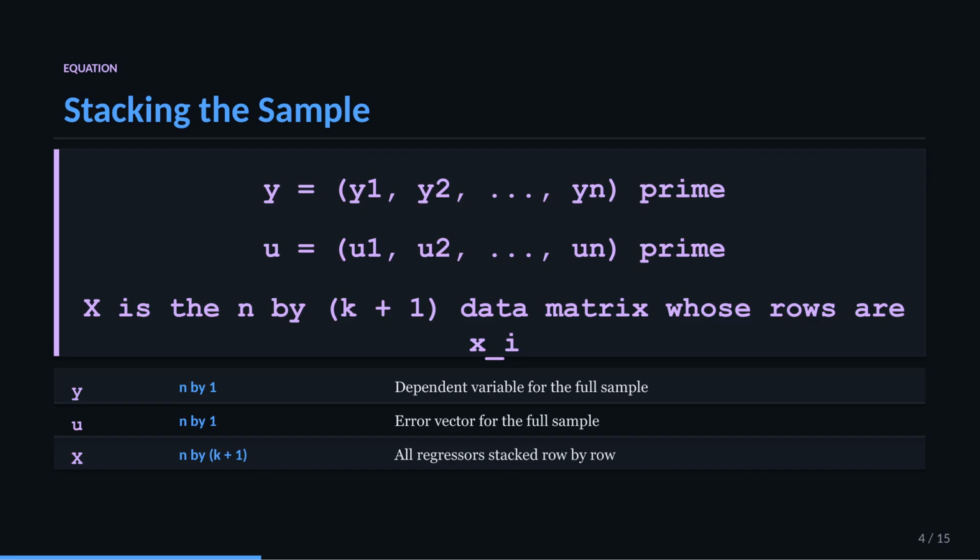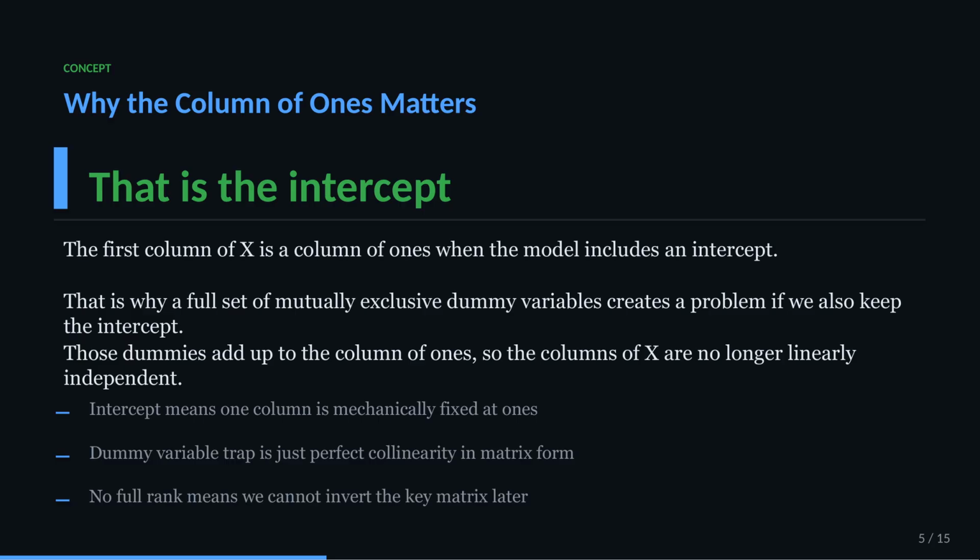That column of ones deserves a quick pause, because it explains a lot. It is there only because we included an intercept, and it also helps explain the dummy variable trap. If you include a full set of mutually exclusive dummies along with the intercept, those dummies add up exactly to the column of ones. That means one column of X can be written as a combination of the others. In plain English, the data no longer contain enough independent information to separate all the coefficients. That is perfect collinearity in matrix language.